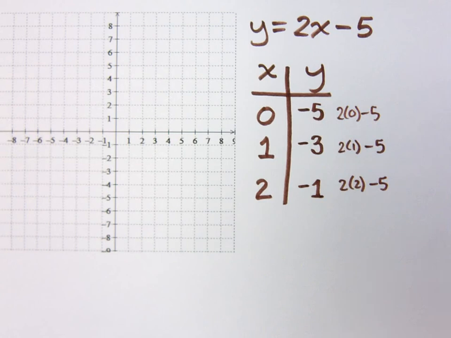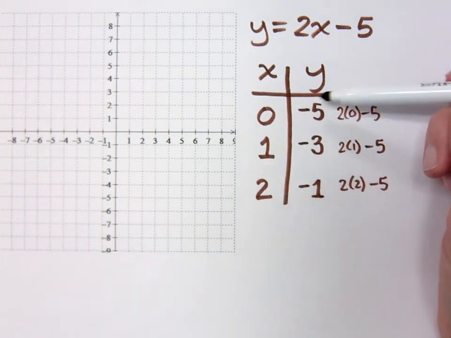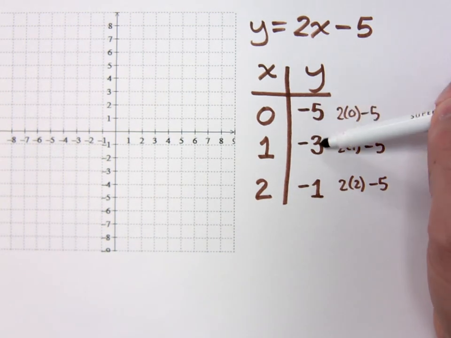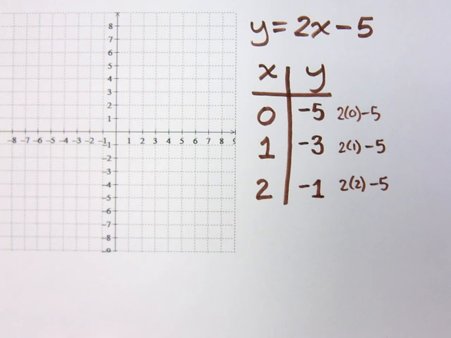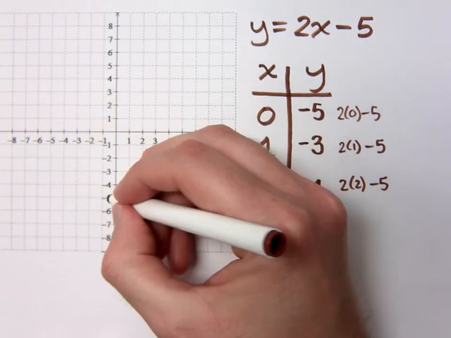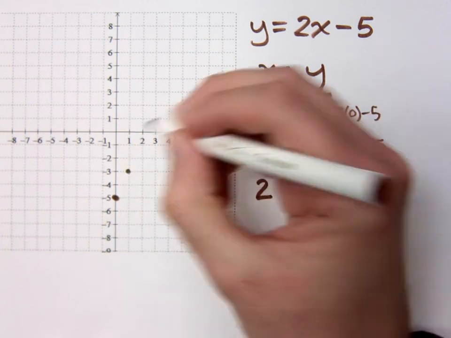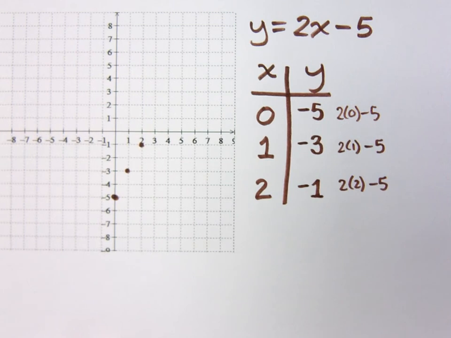Notice something special here: every time my x goes up by 1, what's my y value doing? It's increasing by 2 as well, right? Okay, so let's plot these points and see what we have. I have 0, negative 5. I have 1, negative 3, and I have 2, negative 1. Do you think that I could take these points and extrapolate them? That means get more points in the same kind of pattern.